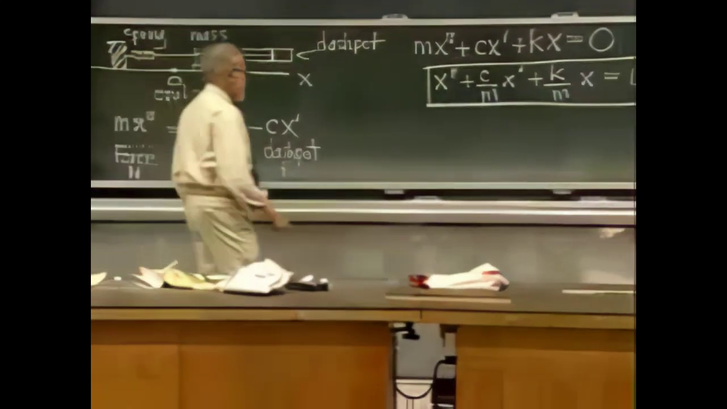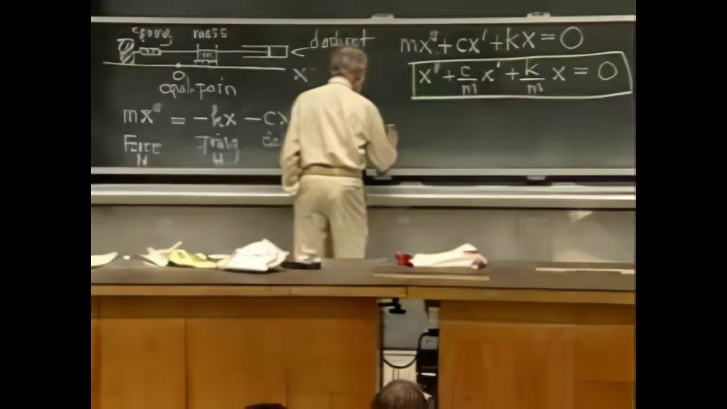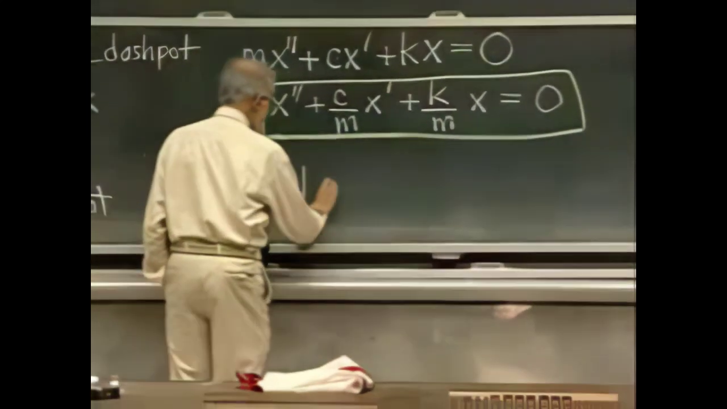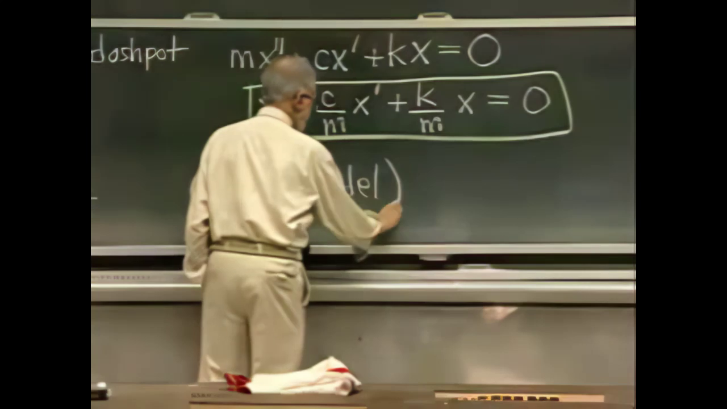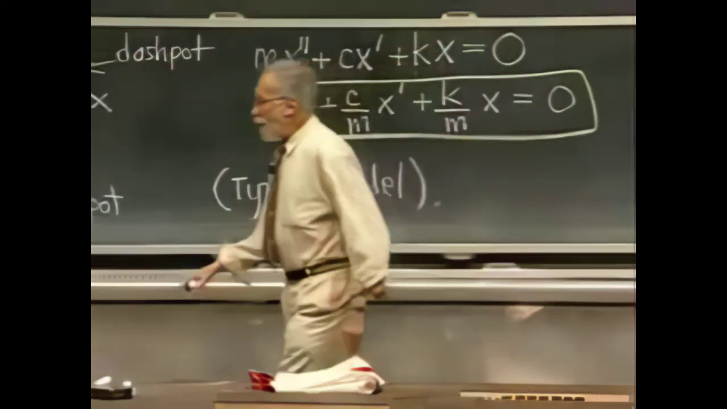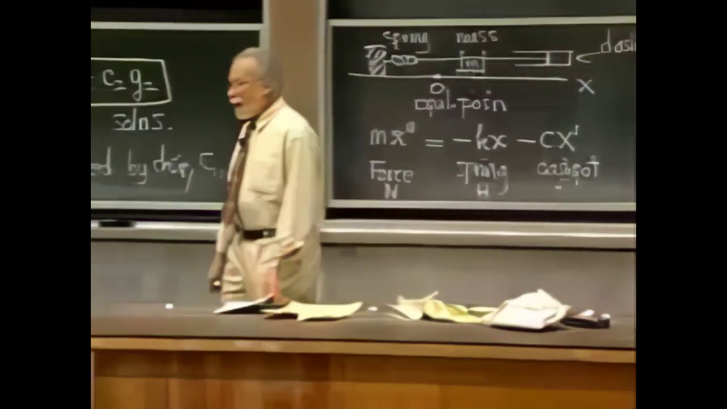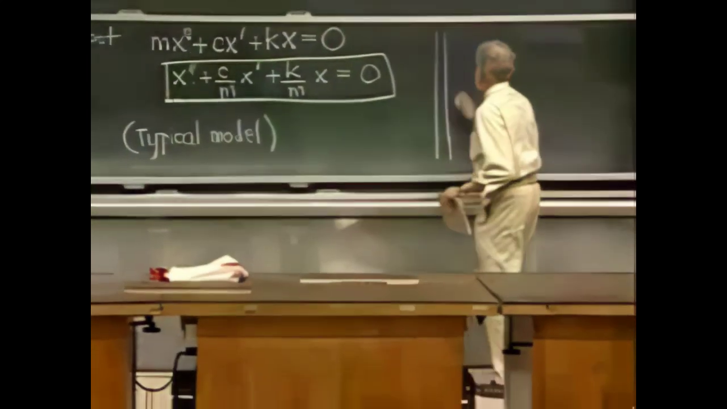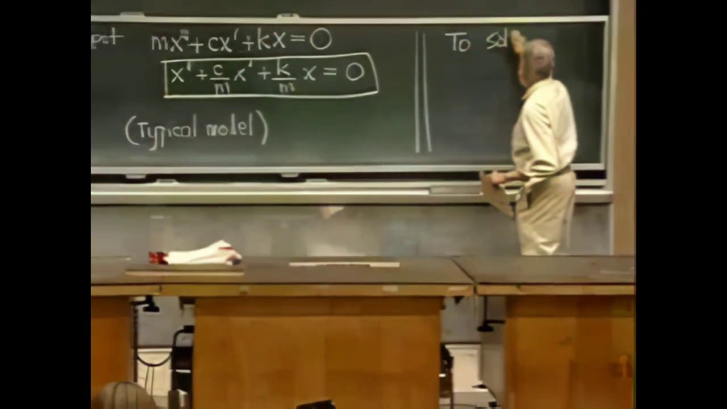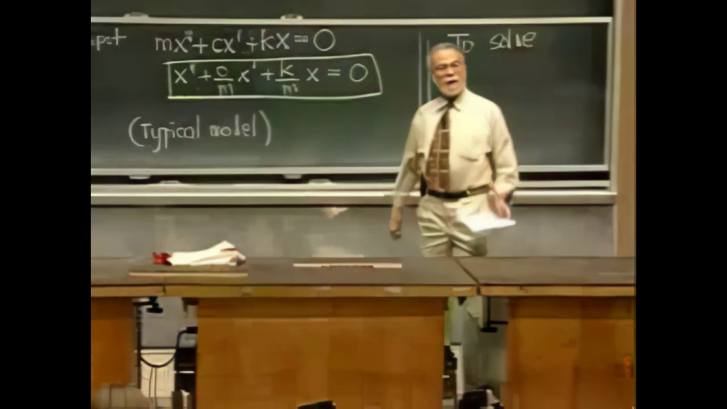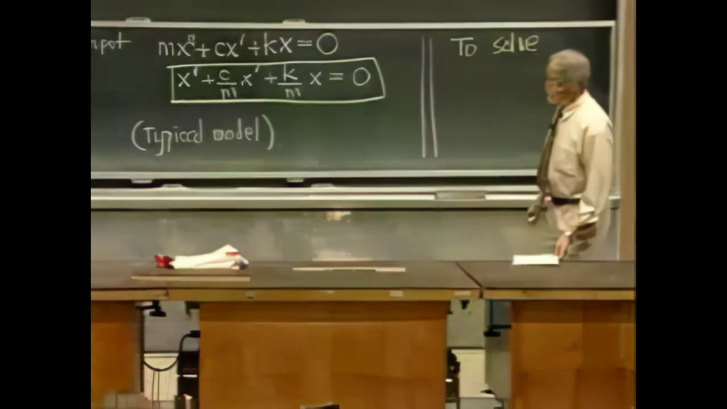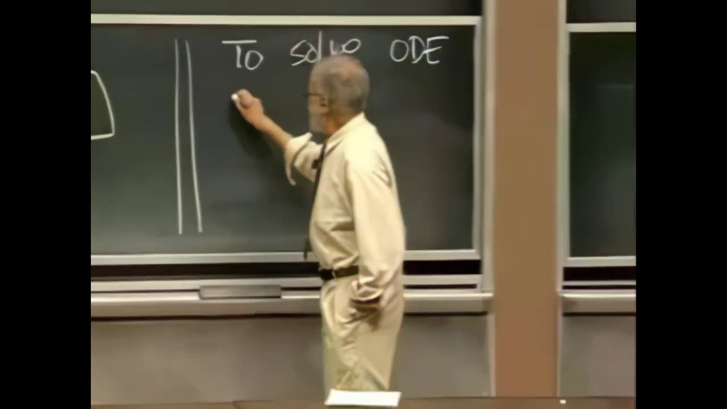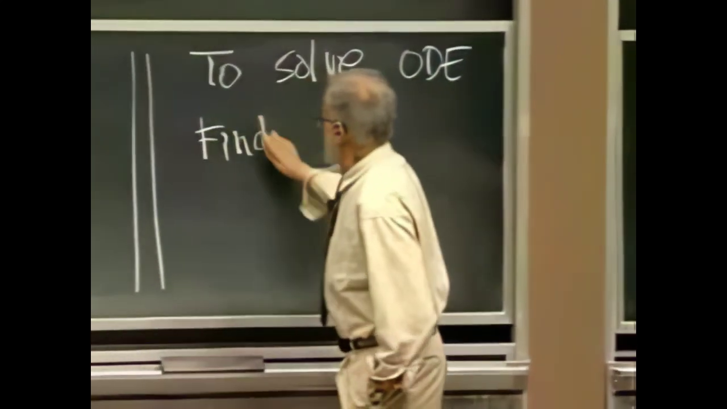So all this was just an example, a typical model, but by far the most important simple model. Okay, now what I'd like to talk about is the solution. What is it I have to do to solve the equation? So to solve that equation that I outlined in orange on the board, the ODE, our task is to find two solutions.